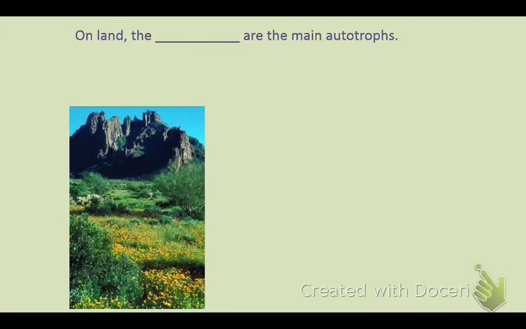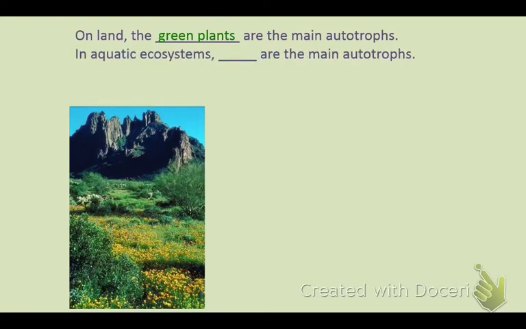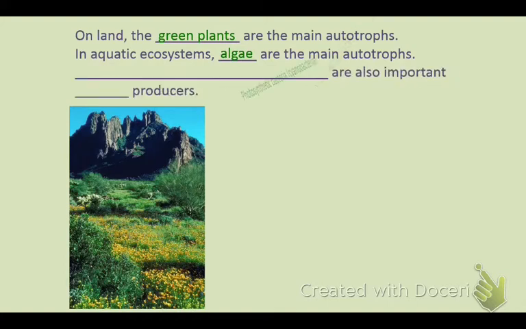So on land, the green plants are the main autotrophs. In aquatic ecosystems, algae are the main autotrophs, okay, right? There are kelp forests under the ocean, but really what's releasing lots of oxygen into the ocean waters is the algae. So photosynthetic bacteria, or what we call cyanobacteria, are also important oxygen producers.